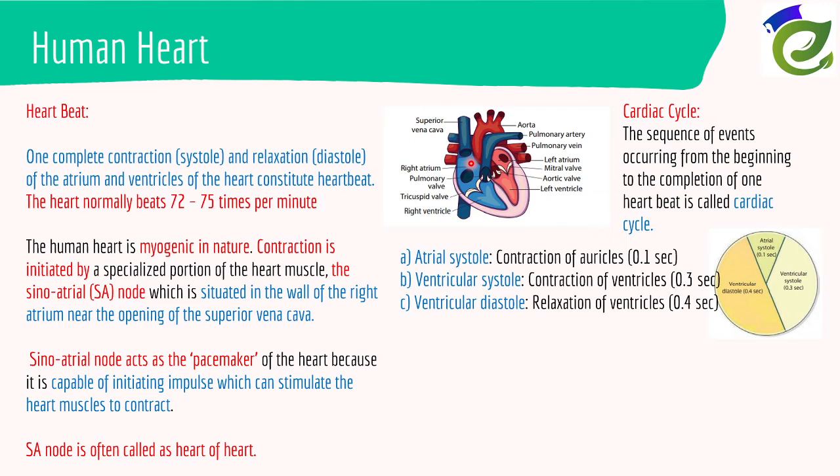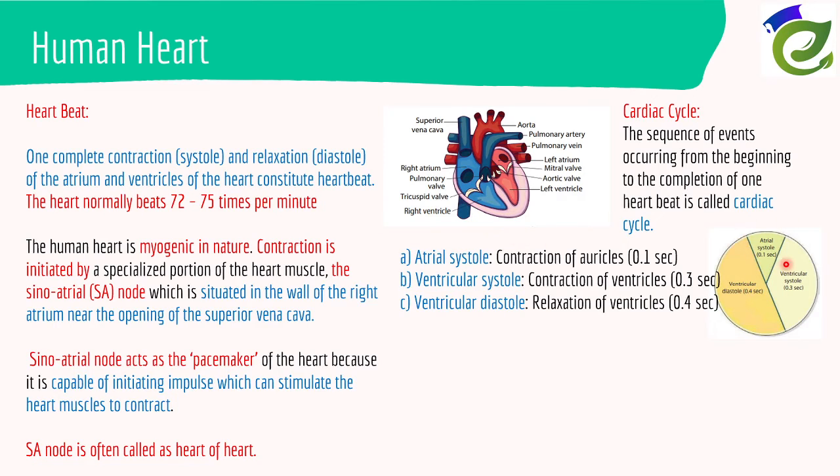In the topic of heartbeat, we'll go into cardiac cycles, where one cycle is one contraction and one relaxation. Atrial systole, ventricular systole and ventricular diastole are the three sub-processes which happen in a heartbeat, or rather a cardiac cycle. Atrial systole is the contraction of the auricles, that is the up part, ventricular systole is the contraction of the ventricles, that is the down part, and ventricular diastole is the relaxation of the ventricles, the down part.